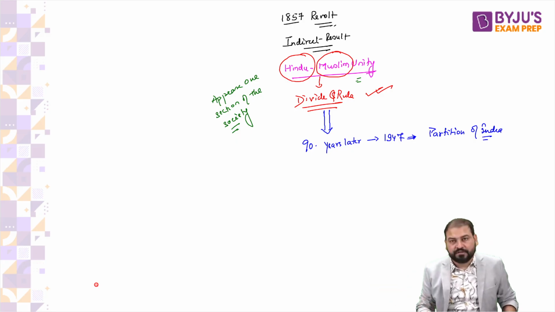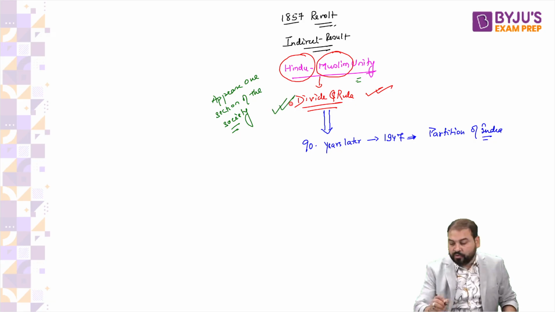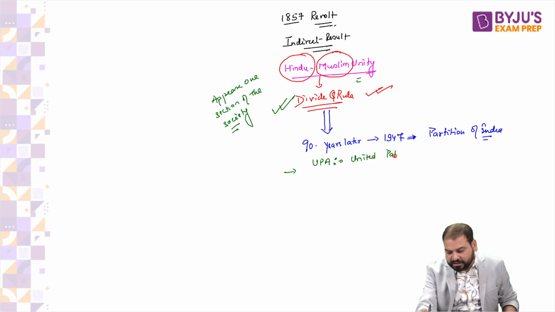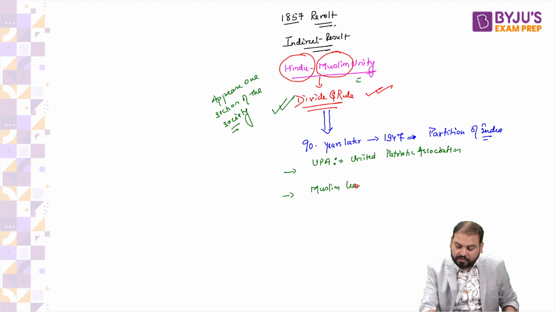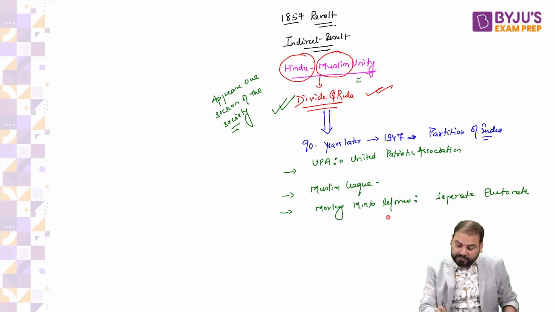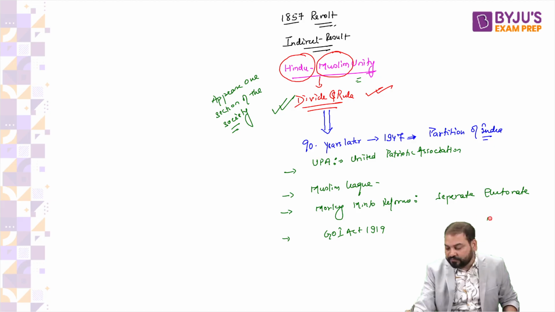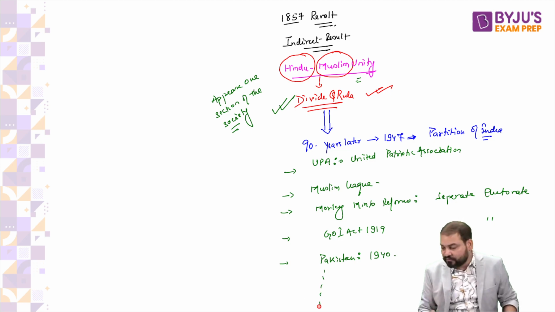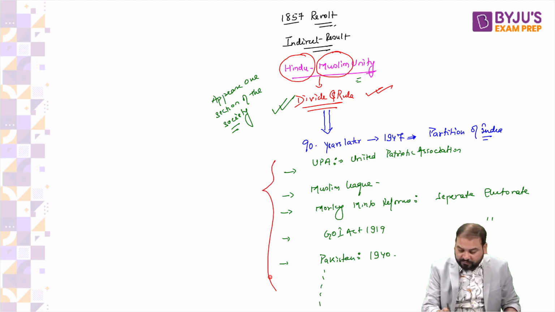In our coming classes, we are going to study under this divide and rule: Britishers asked Syed Ahmad Khan to form a united patriotic association. Later, another political party called Muslim League was formed. Later, Morley-Minto reforms brought separate electorate. The same separate electorate was extended by the Government of India Act 1919. Later, the demand of Pakistan was made in 1940, and many other points. Please understand, we will study these points in our coming lectures.